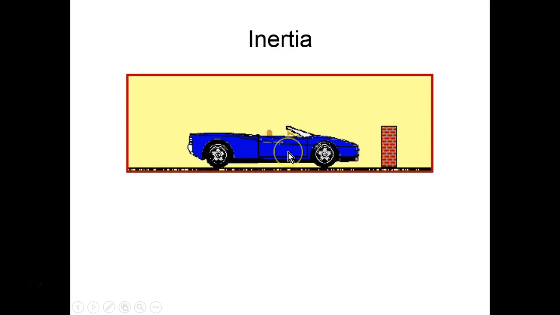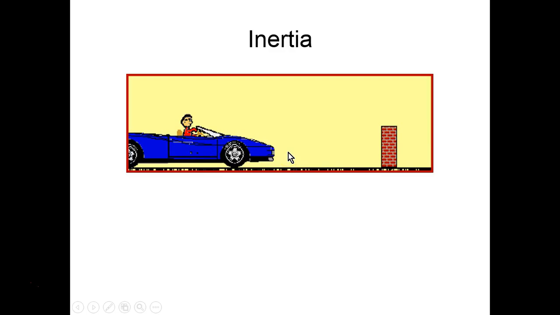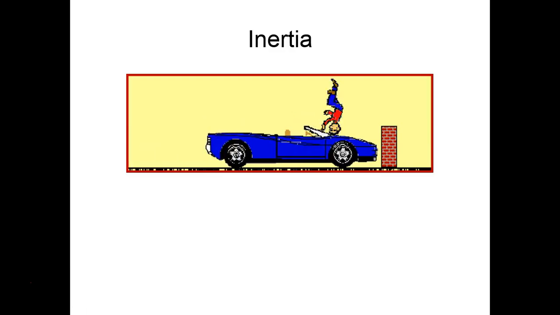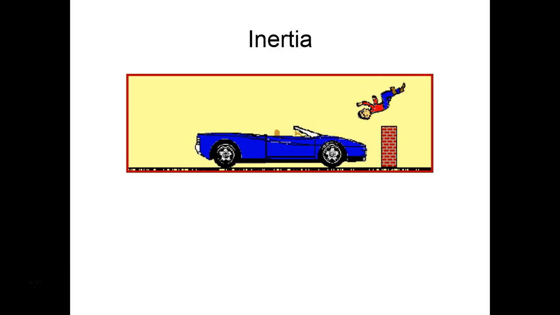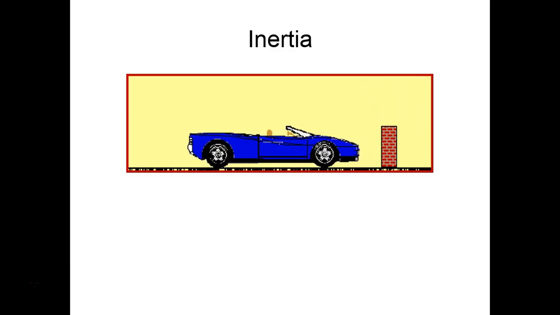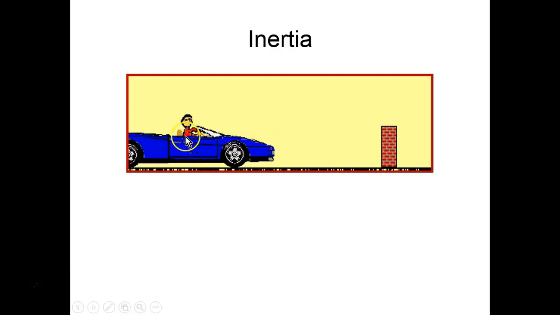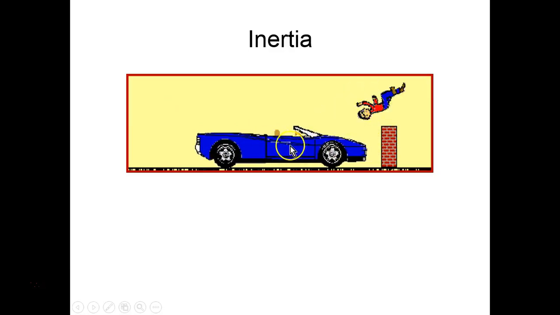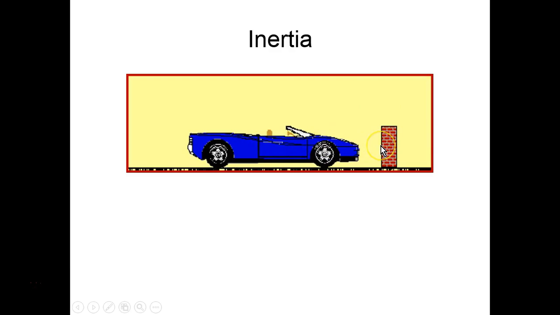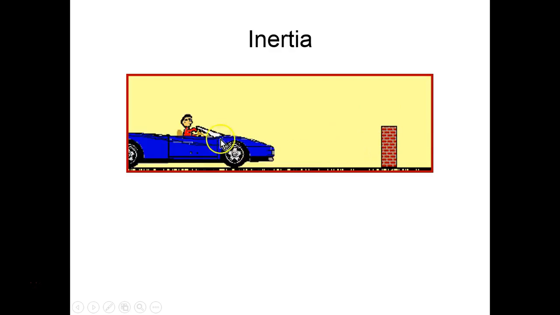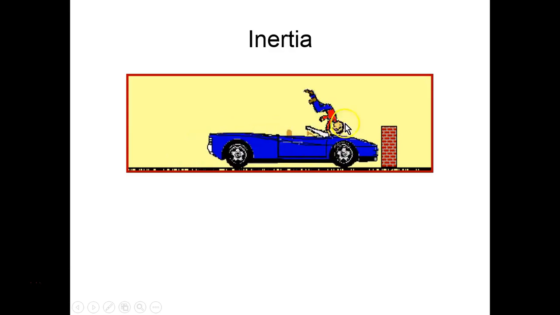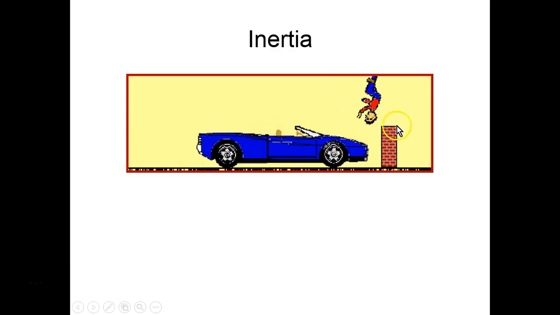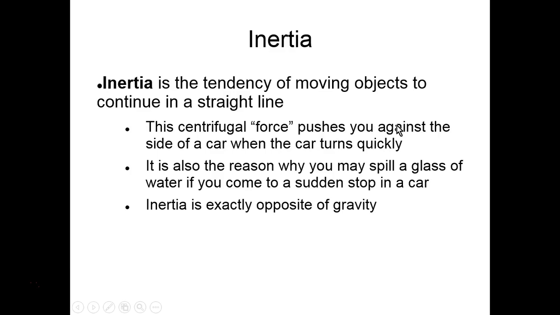Essentially, inertia is a fictitious force that is not really a force, it's just due to a change in something else, right? So the momentum is forward movement, right? But the car hits the brick and that causes the forward movement to stop. But the person in the car wants to keep on moving forward, and that's why they fly out of the car. So inertia is the tendency of moving objects to continue in a straight line.